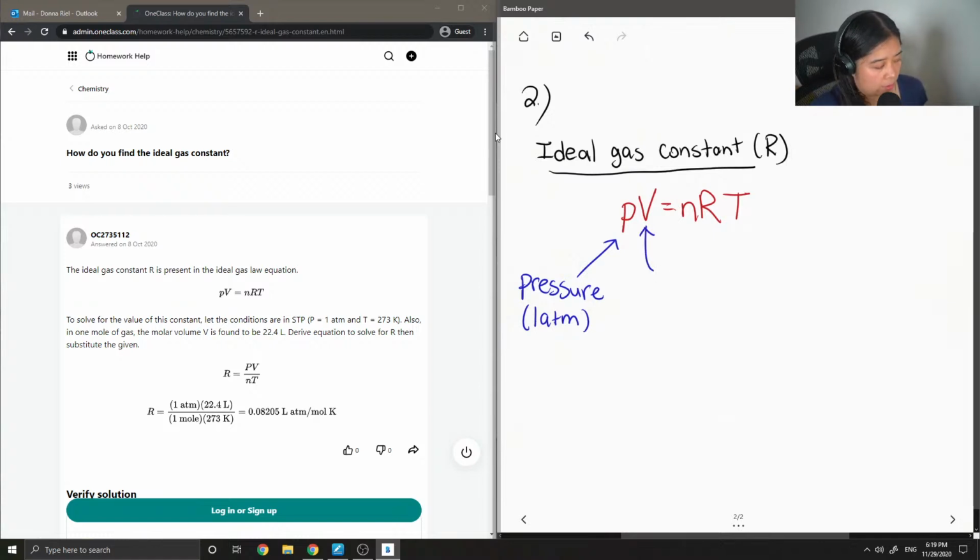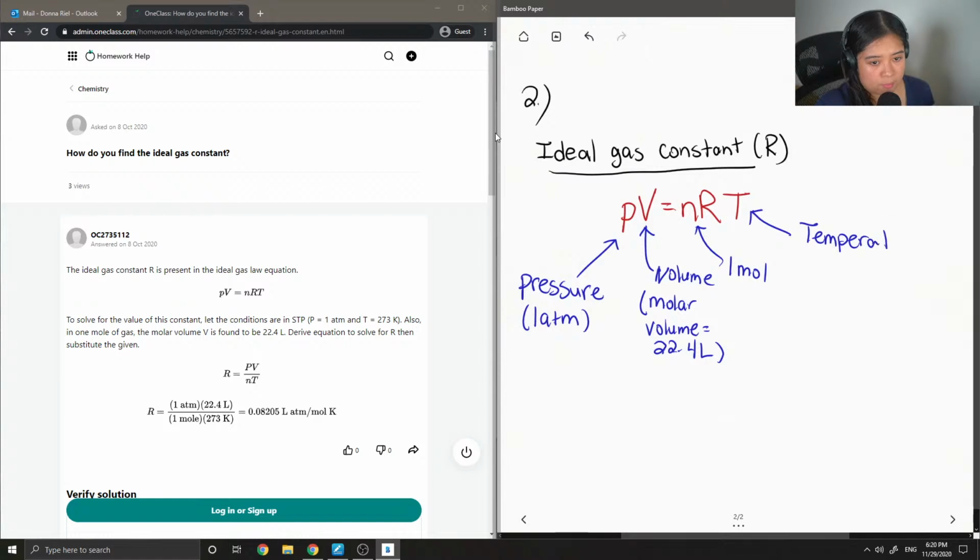V stands for volume. And to derive R, we're going to look at something called the molar volume, which has a value of 22.4 liters. So n stands for moles. So I'm just going to make it 1 mole. And T is temperature. So standard temperature is 273 Kelvin.